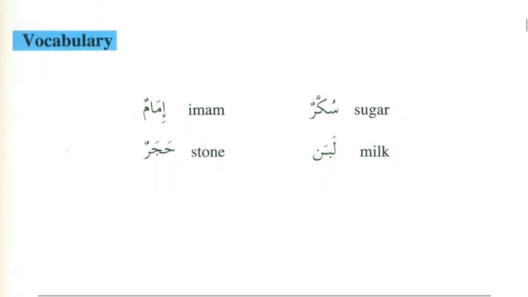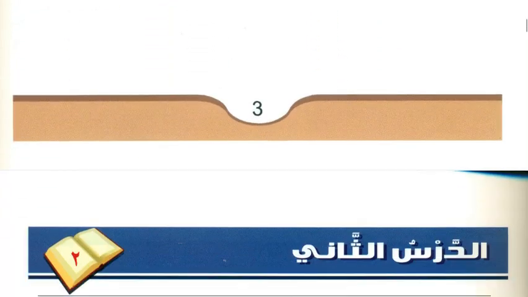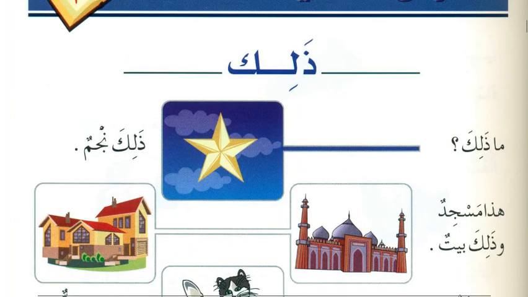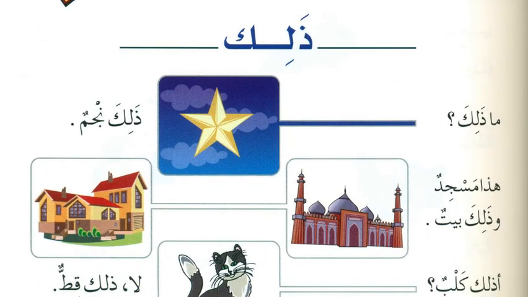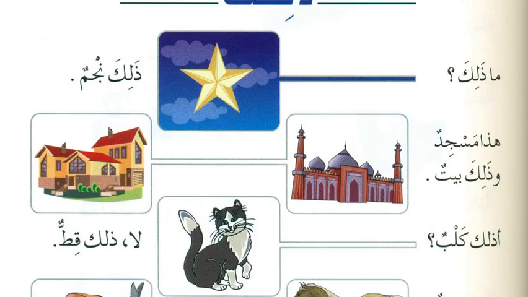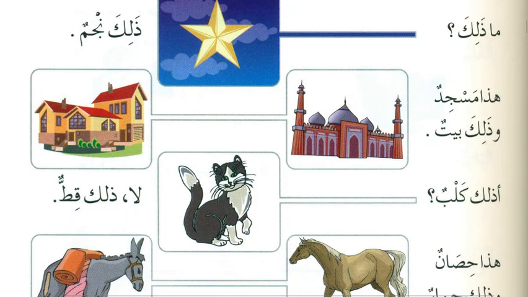Then we have some vocabulary. I recommend you to write their meanings without looking at the book. First memorize them, then write them without looking at the book. Zalika means that. Adarsu sani. Ma zalika, what is that? Zalika najam, that is a star. Haza masjid, this is a masjid. Wa zalika bayt, and that is a house.